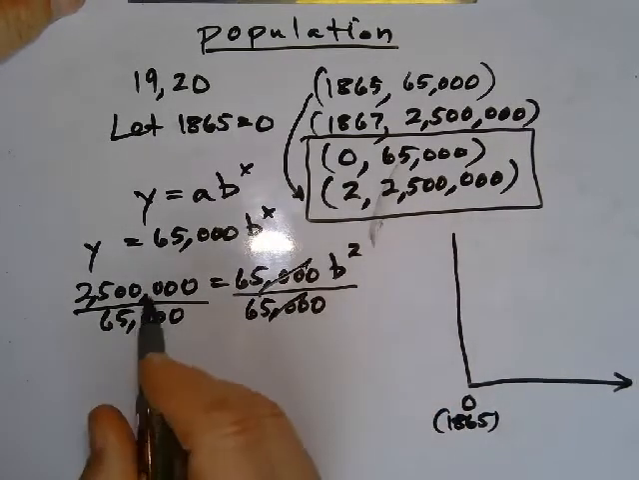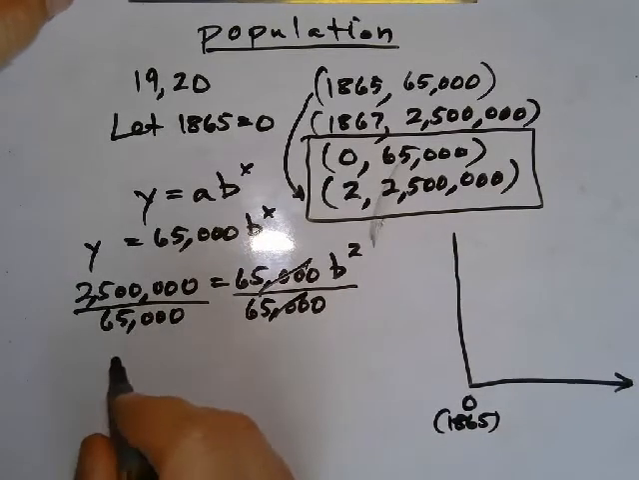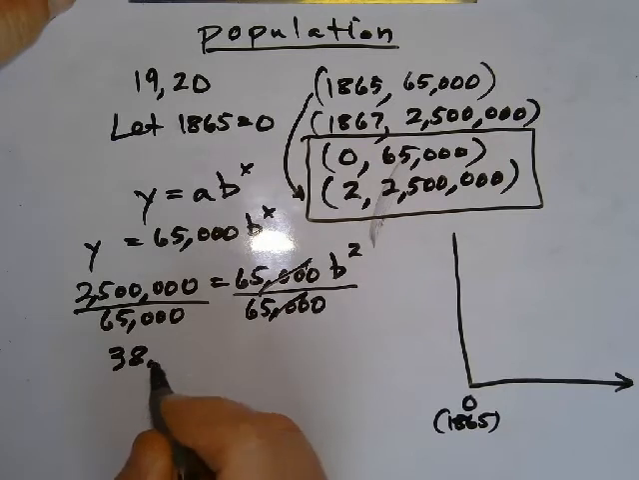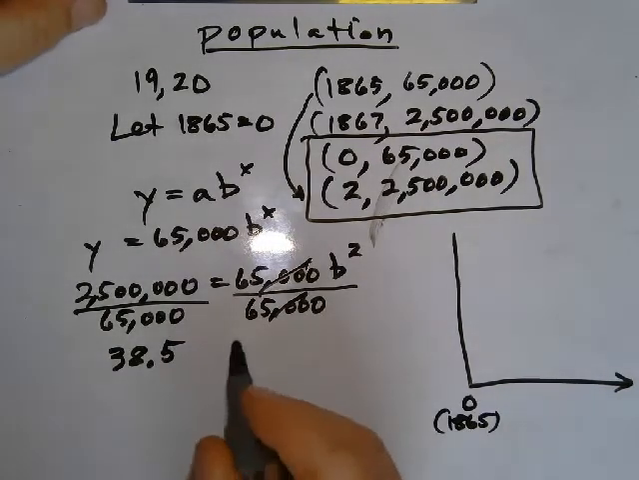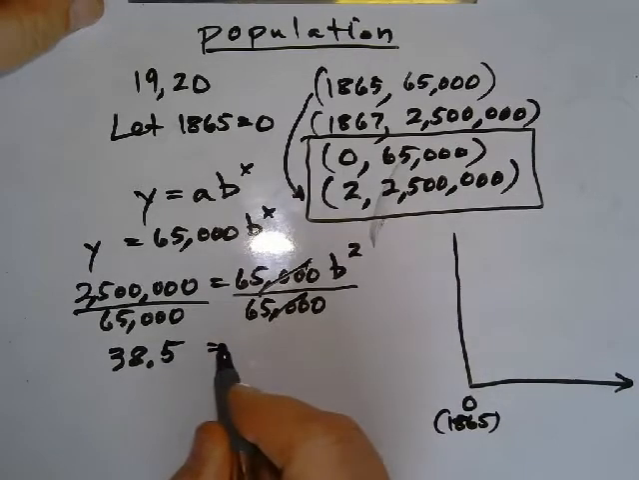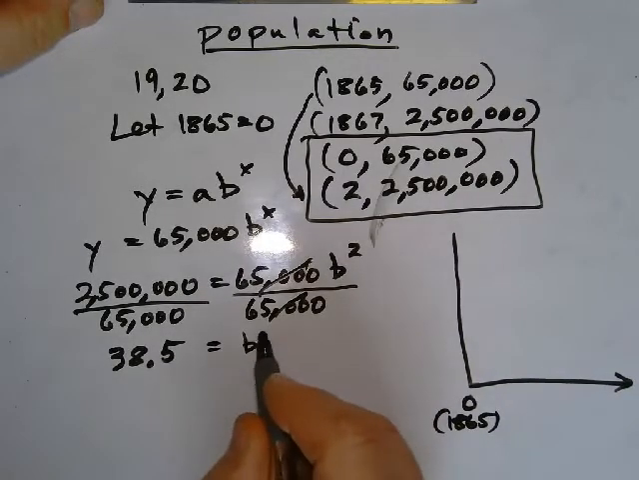And these go out, of course. This, I did it with a calculator, I've got about 38.5 or so, we'll round it off. 38.46, we'll round it to that. And then we've got it's equal to b squared.